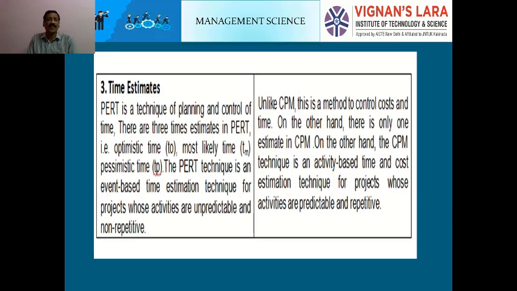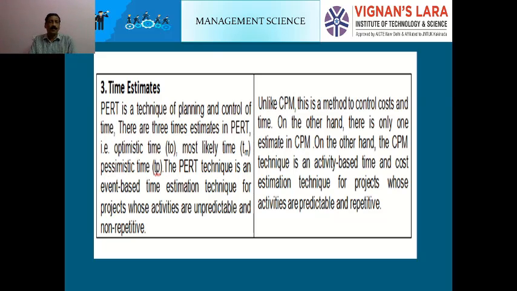The next difference between PERT and CPM is time estimation. In the PERT technique, there are three time estimations. The three times are optimistic time, most likely time, and pessimistic time. These times are very useful to know the expected time to finish one activity. This is a fundamental concept to determine each and every task's duration.